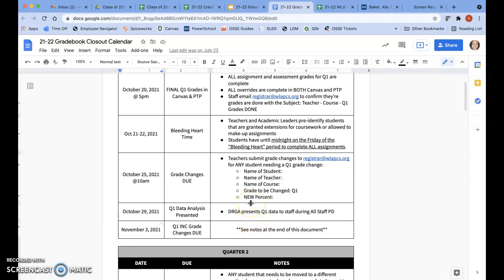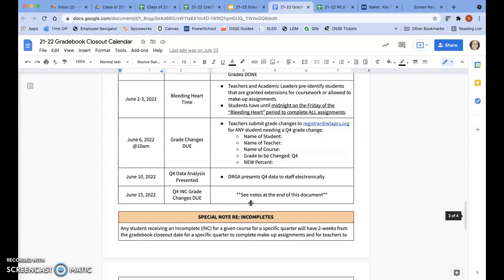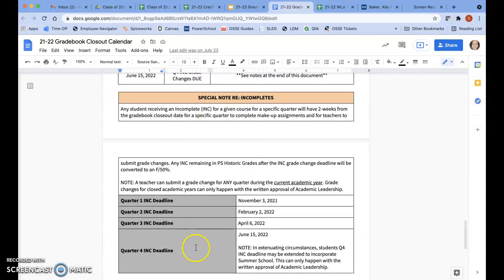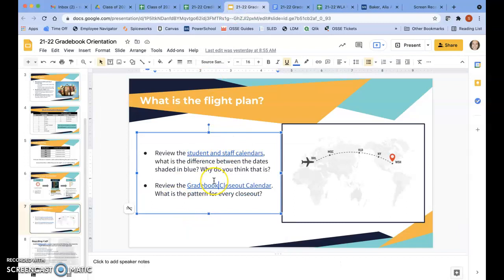So again, the incomplete process is going to be run the same way it was last year, and you can see more details about the incomplete process here. Both of these documents are linked for you, and they're also available through the DRGA resource folder on your Unicorn Herd tab. All right, I believe that's everything.